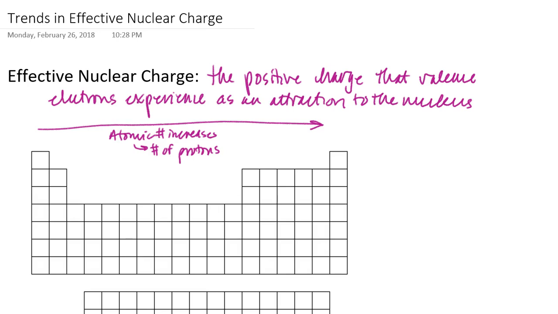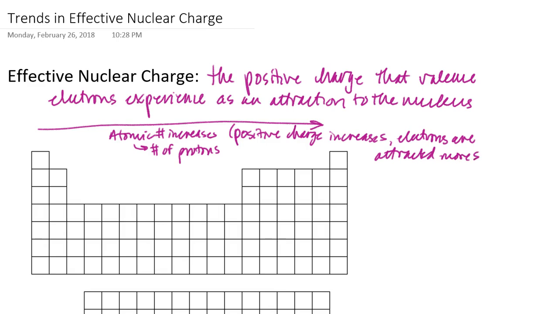And so if the atomic number increases, that means that the positive charge increases as well. Okay, and if the positive charge increases, then that means the electrons are attracted more strongly. Okay, now what about as we travel down a group in the periodic table? And so whenever we assess these trends in atomic properties, we always want to know how the trend actually behaves going across the periodic table within a period and also going down a group.